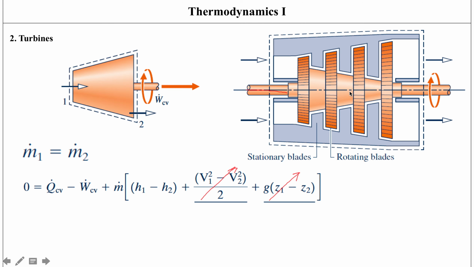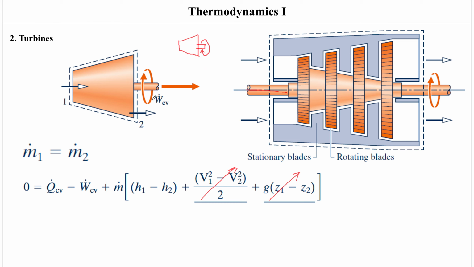So usually what you do is, instead of looking at what is happening within the system in terms of the rotating blades and in terms of the stationary blades, you just take it as a black box, and this is how you represent it. So in any problem, once you see this symbol, this means that you're looking at a turbine, and obviously it's connected to a shaft over here, and work is being produced by the rotation of this shaft.